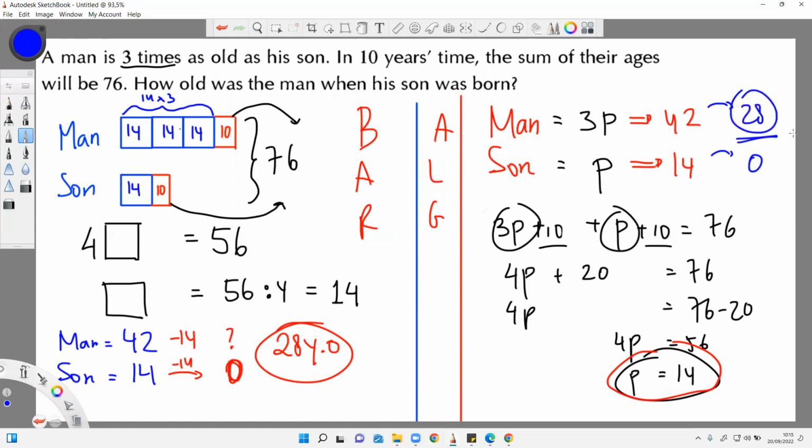The same. Which one is easier? The right side. Why? Because you don't have to do any drawing. But if you found out that the easiest way is the bar model, that is still understood. Why? Because we still only use one question. We only get one question for the bar model, for the algebra.